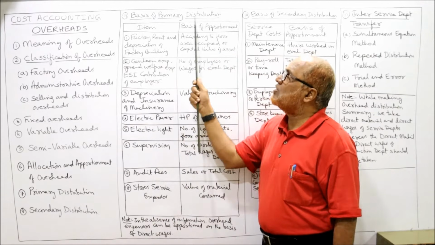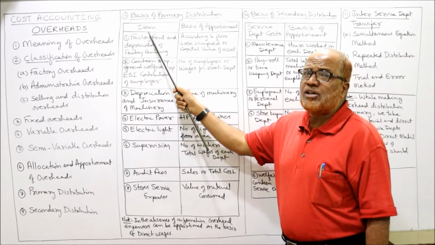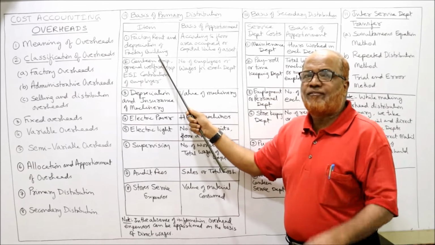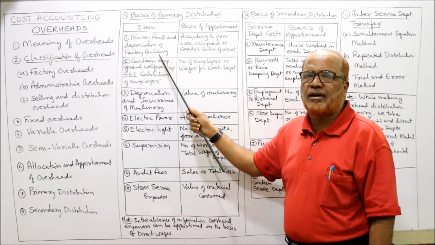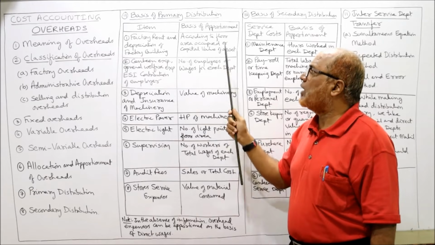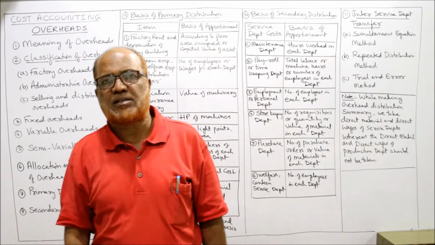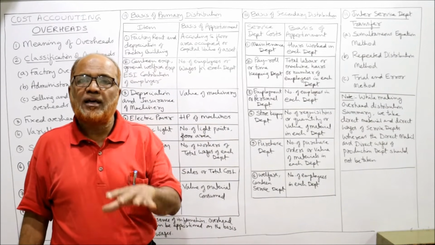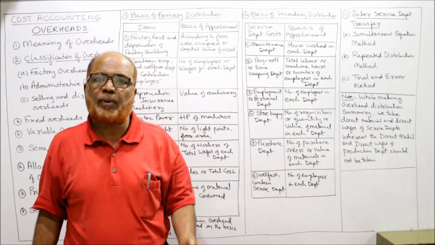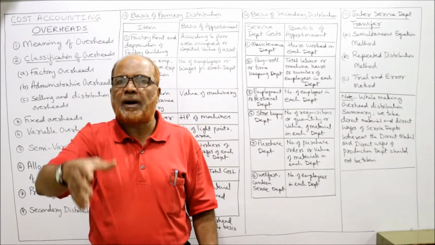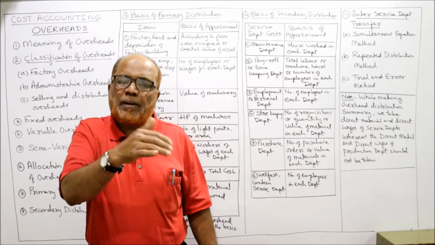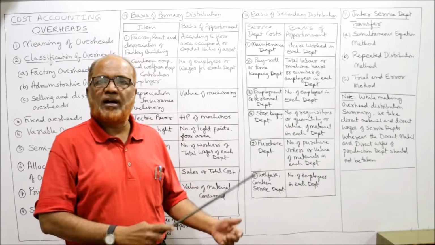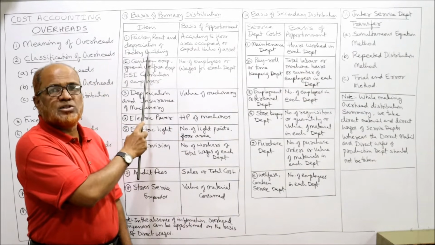Now I am showing the basis of primary distribution. In primary distribution, first item, basis of apportionment: factory rent and depreciation of factory building. This will be divided according to the floor area occupied or capital value of the asset. So for the factory building and depreciation, we take the floor area, meaning how much area each department occupies. It is not necessary that all the departments occupy equal area. Some departments have taken more area, some may have taken less area. So in the ratio of area, we divide the factory rent and depreciation of the factory.